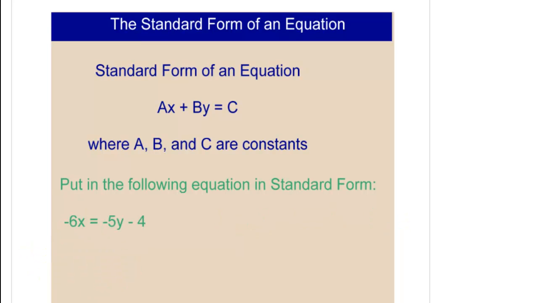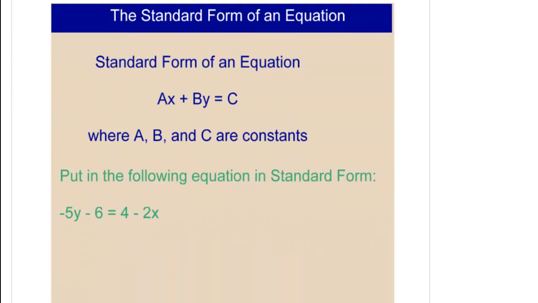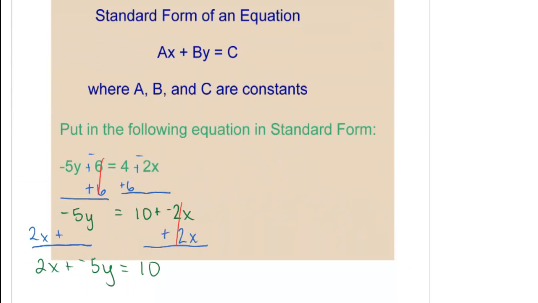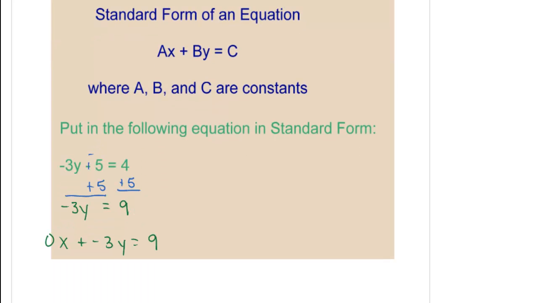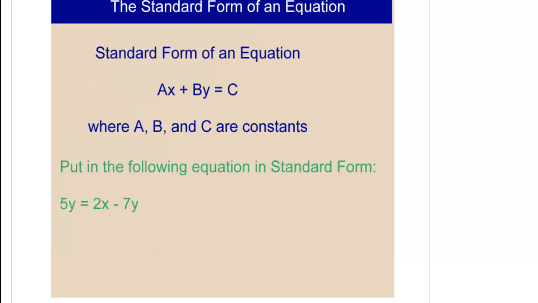Try this next problem and check back. You should end up with negative 6x plus 5y equals negative 4. Now let's try the next problem. In this problem, you should end up with 2x plus negative 5y equals 10. Go ahead and try the following problem. You should end up with 0x plus negative 3y equals 9. Remember, if a term is missing, then there's a 0 involved.